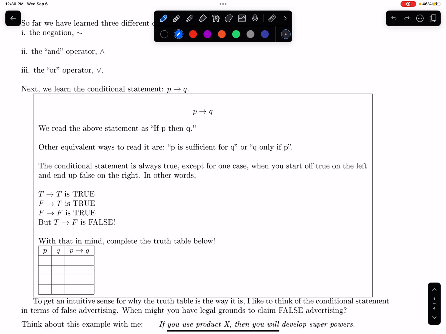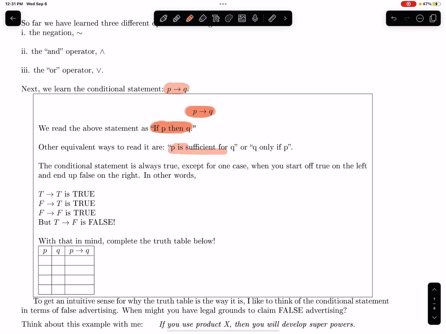Moving on to the new things for today, starting with the conditional statement. And we read this as if P, then Q. This is the symbolic form with the arrow. This is how you'd read that in English: if P, then Q. Another equivalent way to read it is a little more rare, but is to say P is sufficient for Q. If you think just long enough about what that means, it means basically the same as if P then Q, right? It's saying P is sufficient for Q, meaning that if you know P, then Q follows.